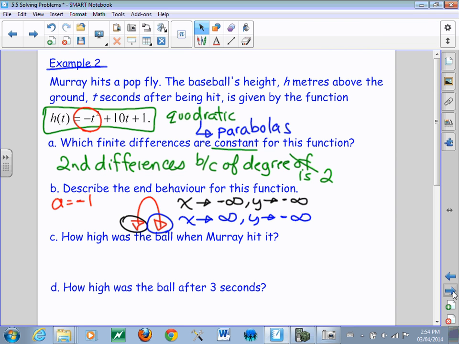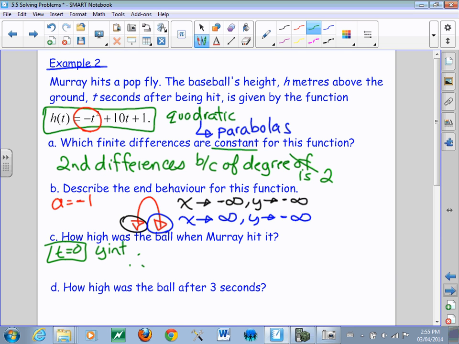Good. How high was the ball when Murray hit it? So when Murray hit it, remember our time is 0, so t equals 0, so you could sub that in, or you could look for what we call the y-intercept. So you could just look for the constant. The constant would be just 1, so therefore Murray hit the ball at 1 meter. Just remember, look at the constant for your y-intercept.